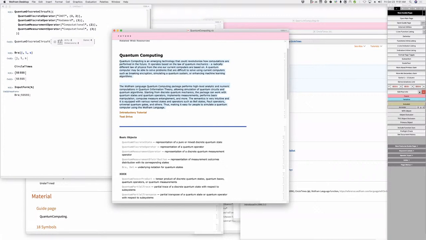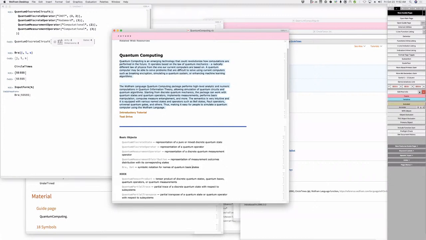Okay, so what should we say in the guide page? Symbolic notation for quantum basis states, something like that. Quantum basis names. Yeah, okay. Symbolic notation for names of quantum basis states. Is that right?